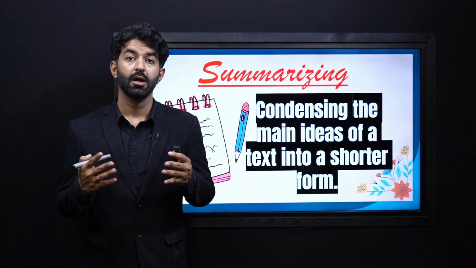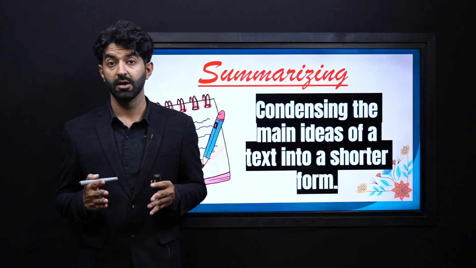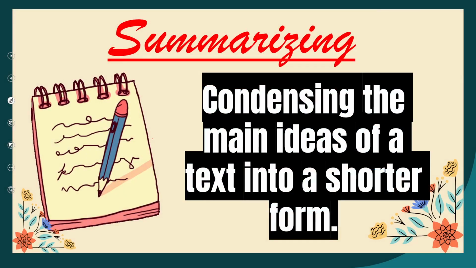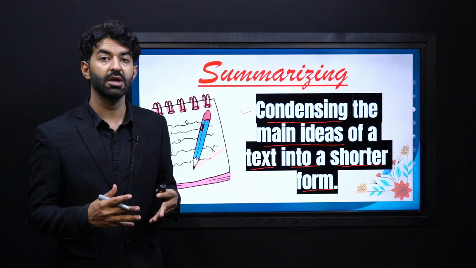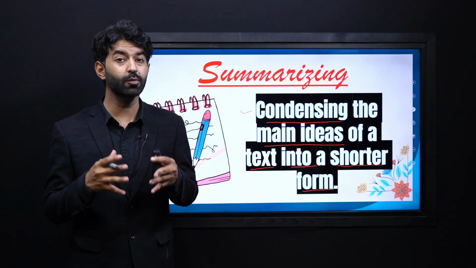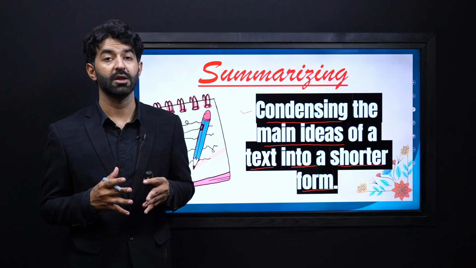summarizing. Now, before that, let's talk about summarizing. How do we summarize and why do we do it? So summarizing or summarization is basically condensing the main ideas of a text into a shorter form. What do we mean by condensing? It means to shorten, to shrink it, to make it concise and precise in a shorter form. This is what we mean by condense.